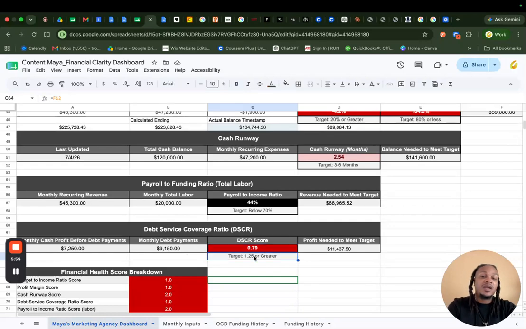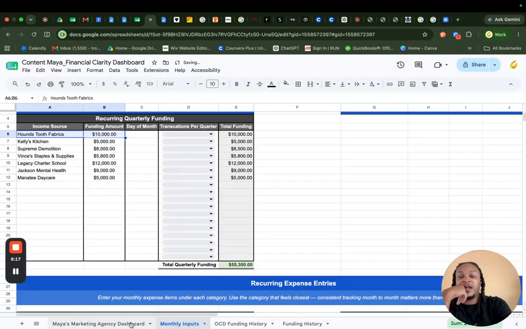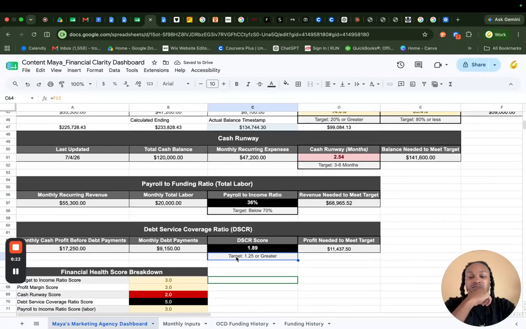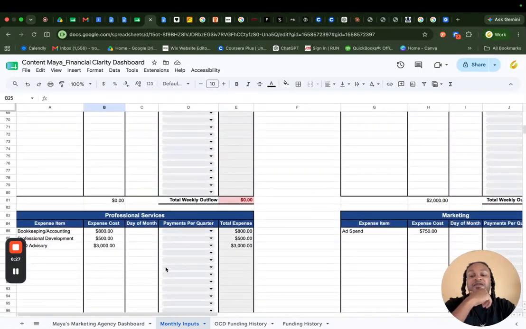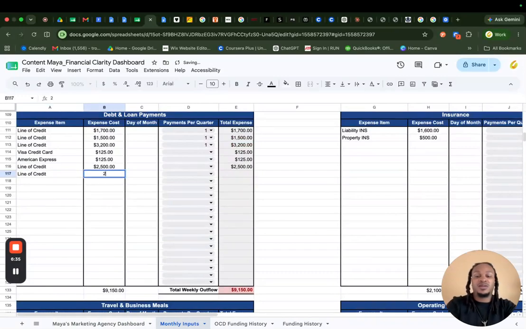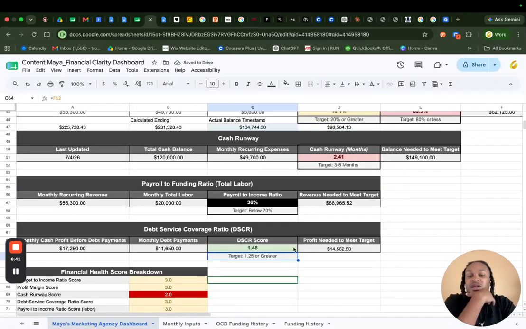So right here, immediately the banks are going to see that you're below 1 and you are unable to pay back any monthly debt payments. Let's reverse back out and put that retainer back in. So we see right here, 55,300 is a sweet spot. Let's say I want to get another line of credit. Let's just see what happens. See how much this business can handle at 55,300 a month. 1.48. My DSCR score is still 1.48. I'm still above that 1.25 mark that I want to be at to seem like an ideal borrower to lenders.